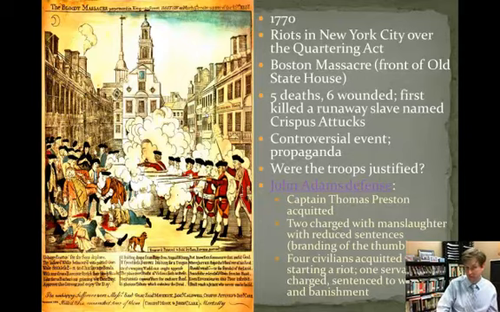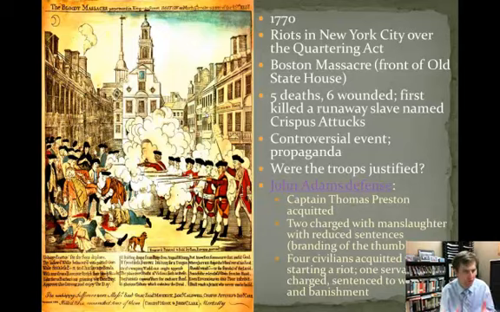In fact, Paul Revere, who made this image, is using this as propaganda. So here we have these Boston troops firing on a crowd, killing people. But the question is, were the troops justified? This is a major event of controversy because the soldiers swore that they never gave the order to fire, particularly Captain Thomas Preston, who was in charge of these men.